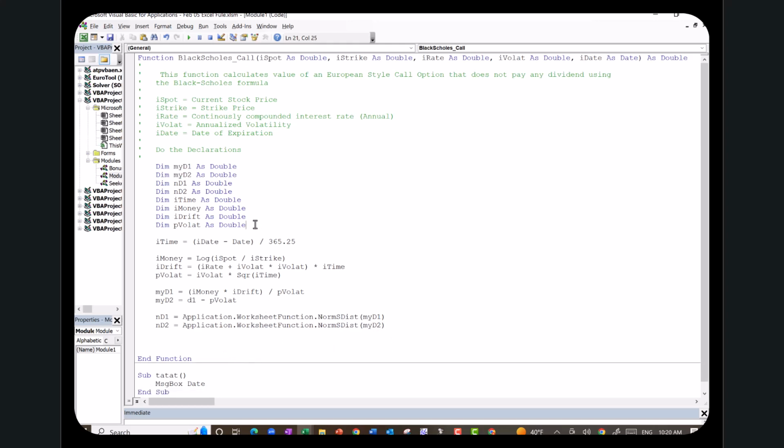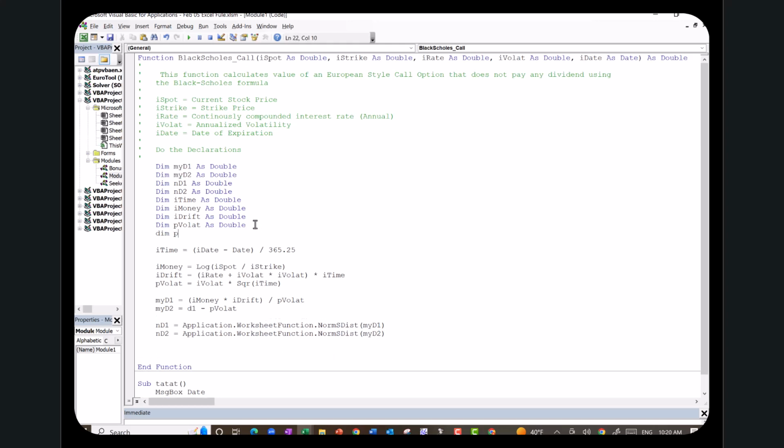Oh, let me do one more. This is PV strike, the present value of the strike price. That's strike times e to the power of minus I rate times I time.